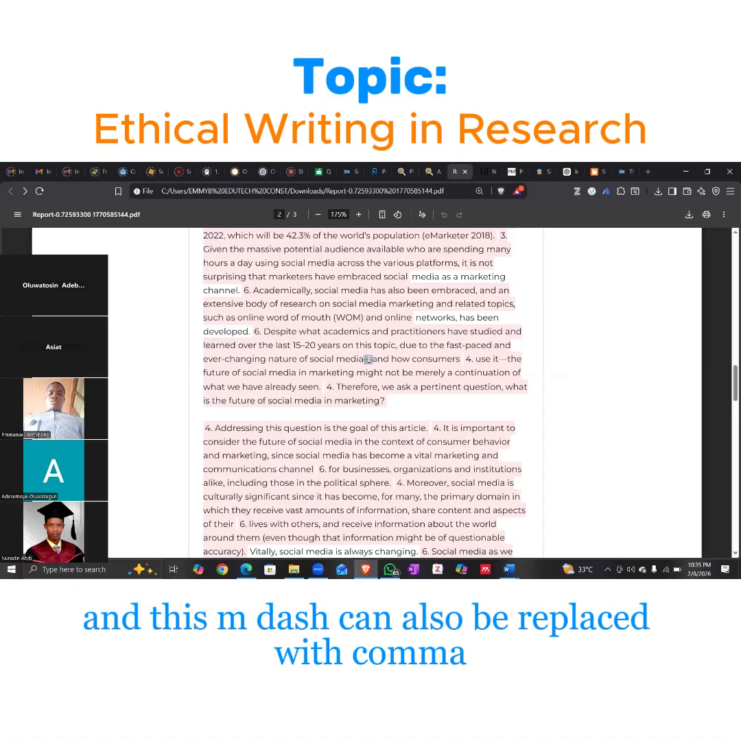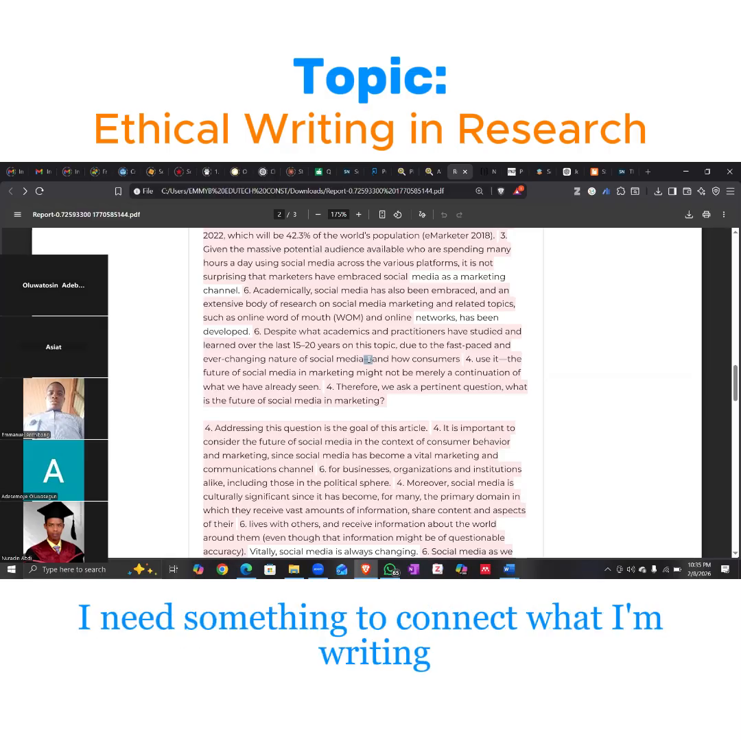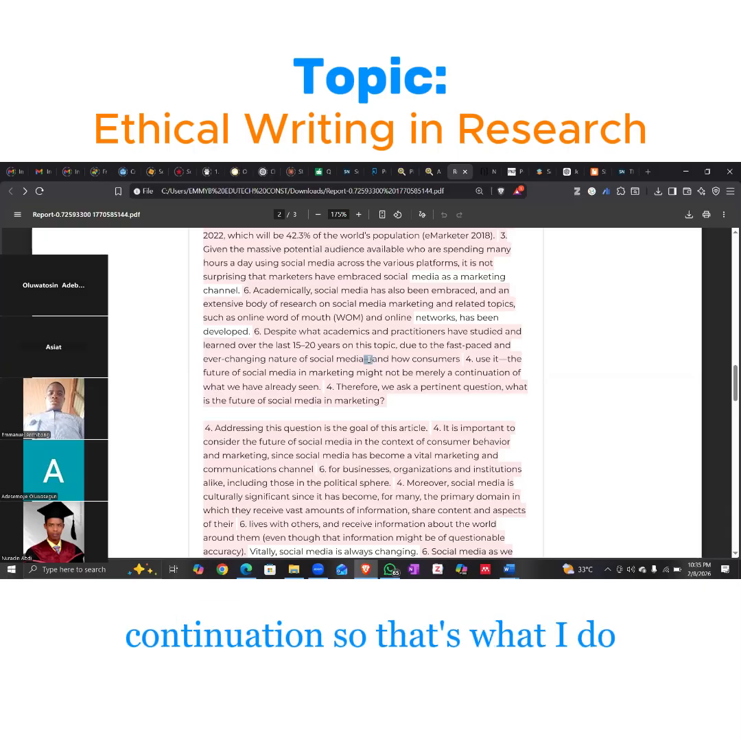And this M dash can also be replaced with a comma, so you don't need to use it. Even when I'm writing and I need something to connect what I'm writing, I would rather use a comma as a pause before continuation. So that's what I do.